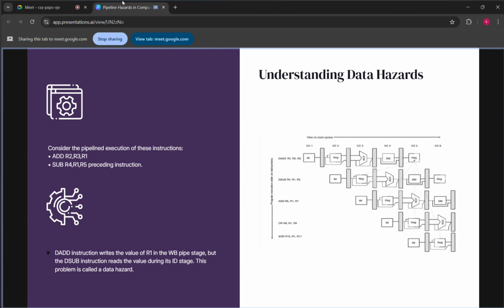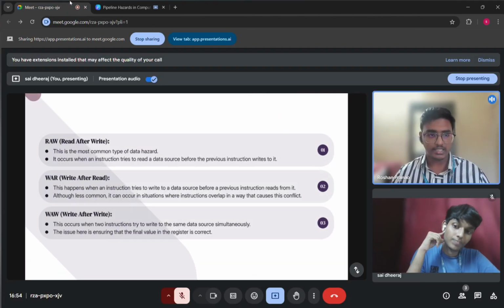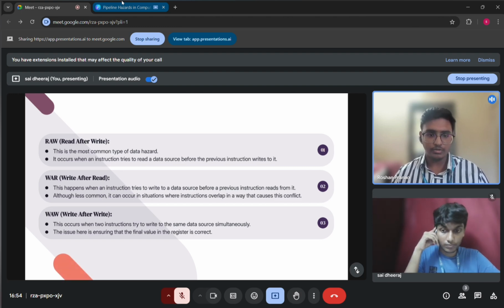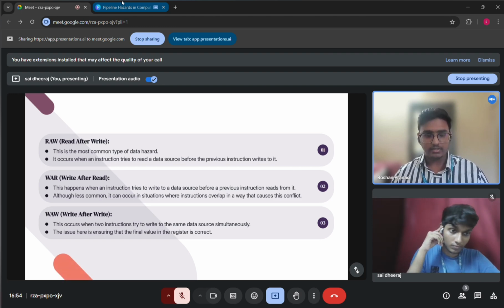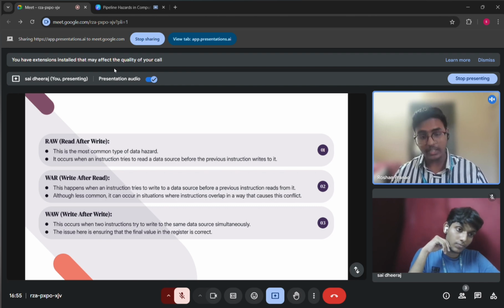Moving on to the next slide, we can view the different types of data hazards. Starting with the first one, RAW, read after write. This is the most common type of data hazard. It happens when an instruction needs to read a data location that a previous instruction is writing to.